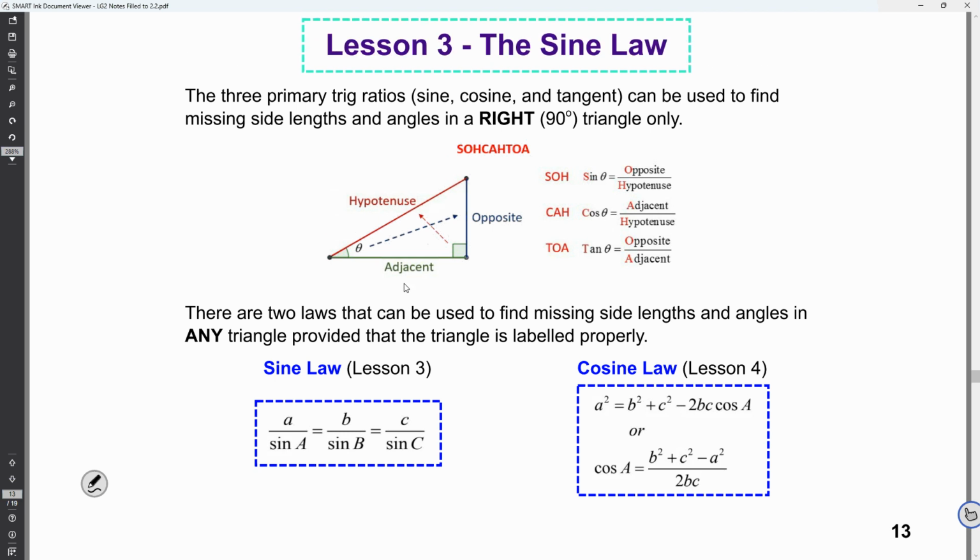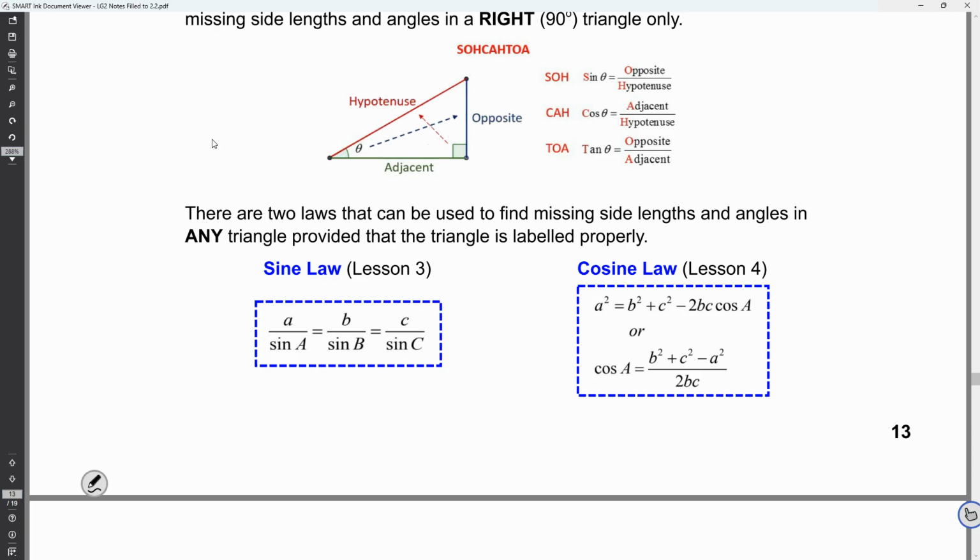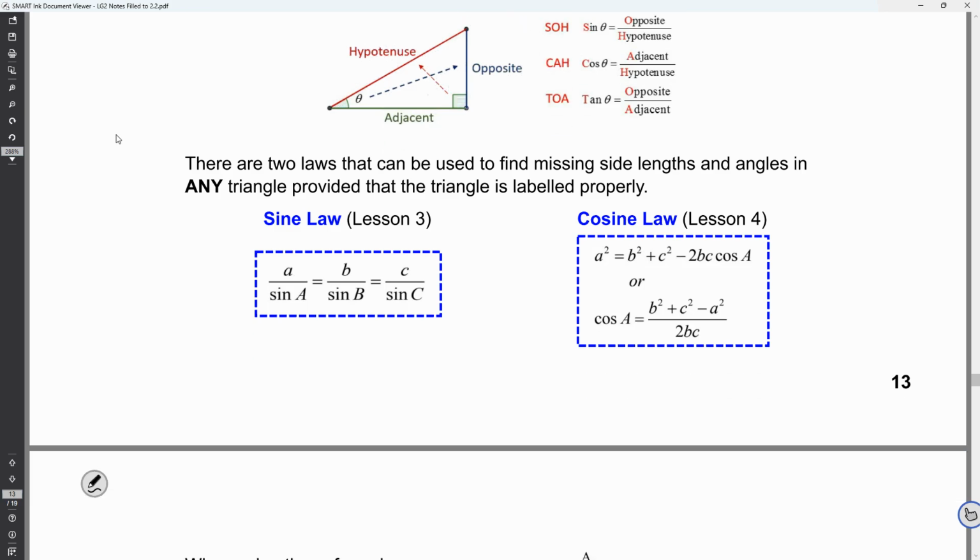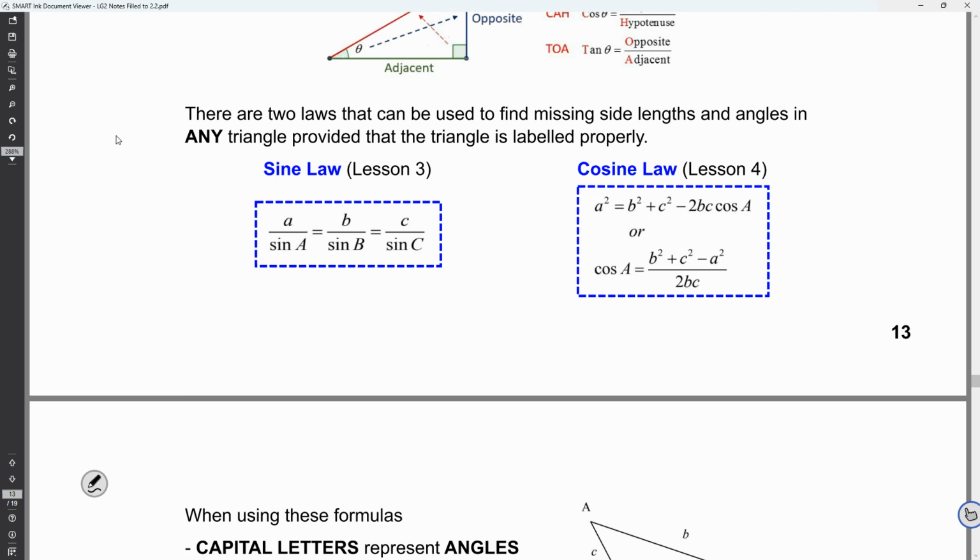Okay, so before we talked about SOHCAHTOA and all those rules, and how that only works for right angle triangles. But there are two laws that can be used to find missing side lengths and angles in any triangle. As long as that triangle is labeled properly, you can use the sine law or the cosine law, and we're going to go over the sine law today.